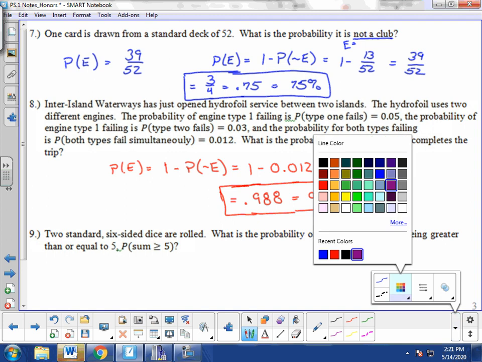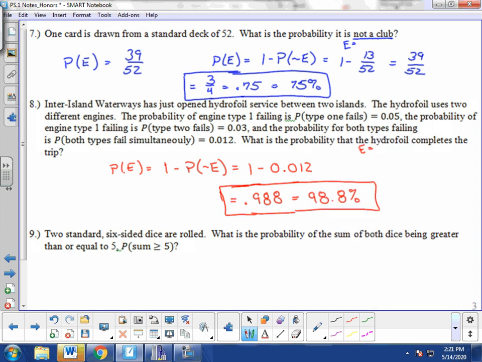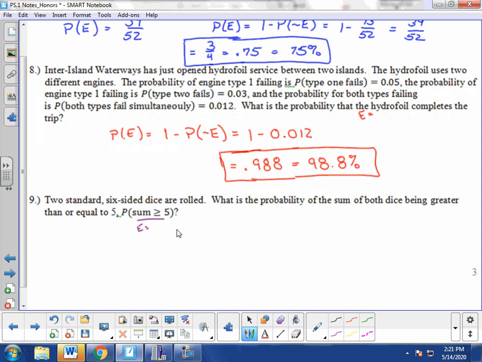So our event in this case is the sum is greater than or equal to 5. So if we want to find the probability of the event, we need to find the number in the sample space and then the probability that this event occurs. This could be one way to look at it.